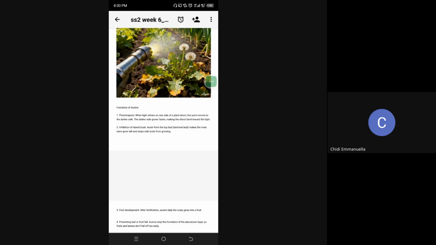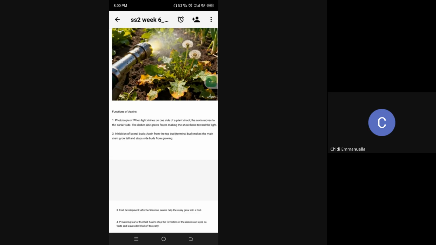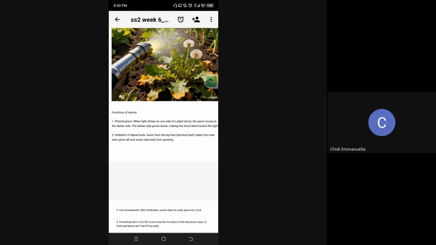Number one, phototropism. When light shines on one side of a plant's shoot, the auxin moves to the darker side. The darker side grows faster, making the shoot bend towards the light.